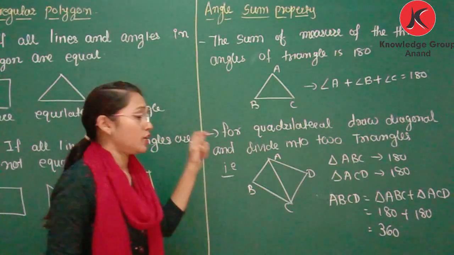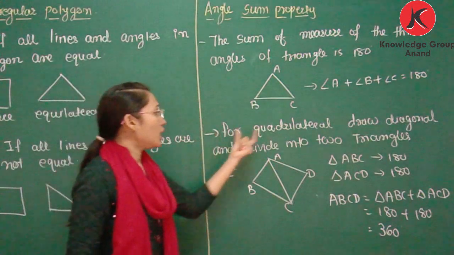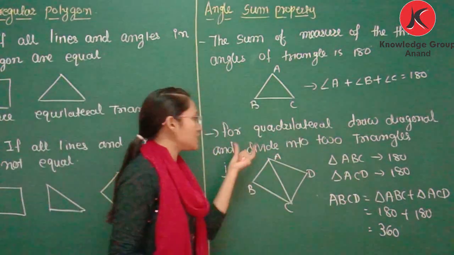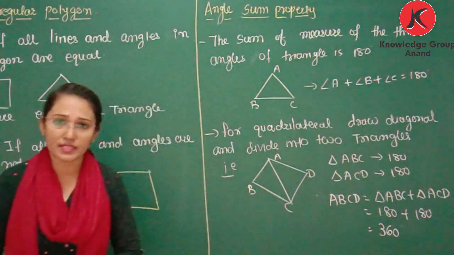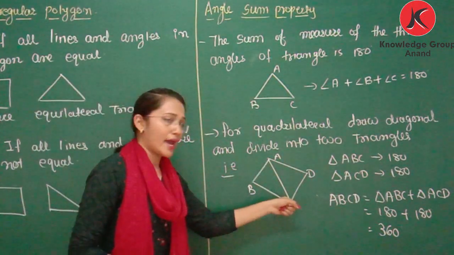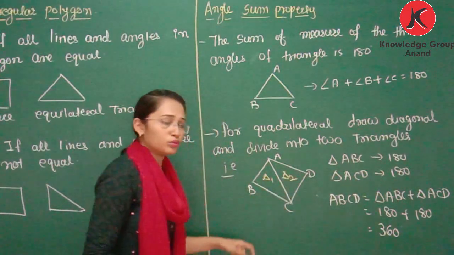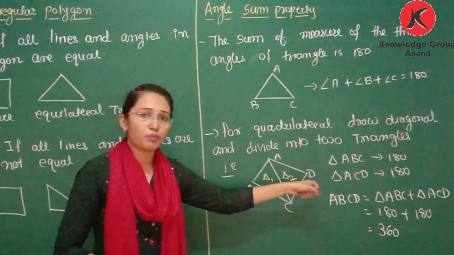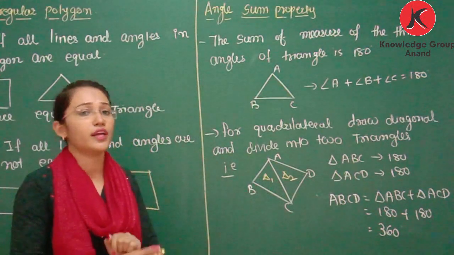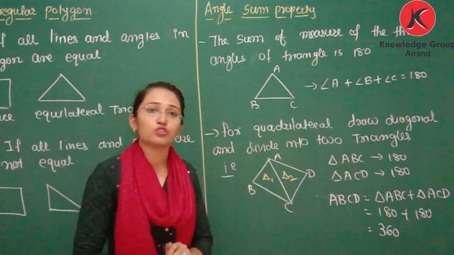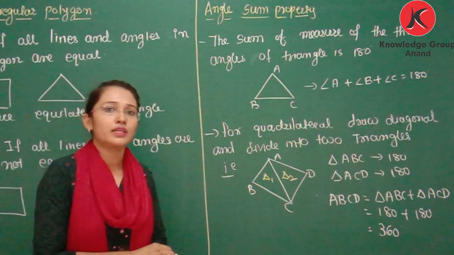180. So if we want to find the angle sum property for a quadrilateral, draw a diagonal and divide it into two triangles. If one shape is given in which there are four sides, and if we draw a diagonal, then you can see this is triangle 1 and this is triangle 2. So what will be the angle sum property for this quadrilateral ABCD? If ABCD is a quadrilateral and we want to find its angle sum property, what do we do? We need to apply the concept of angle sum property of a triangle.